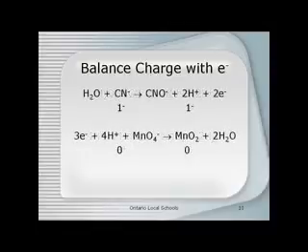Okay, so let's see what happened when we go ahead and balance these charges with the electrons. For the CN minus to CNO minus, we balance the charges by adding 2 electrons to the right-hand side, or the product side of the equation. So we can identify by where we're placing the electrons which half reaction is the oxidation and which is the reduction. When the electrons are on the product side, that's the oxidation half reaction. For the MnO4 minus going to MnO2, we have 3 plus charges on the left side. We're going to balance that with 3 electrons, 3 negative charges, and that brings us to 0 charge on both of those sides.